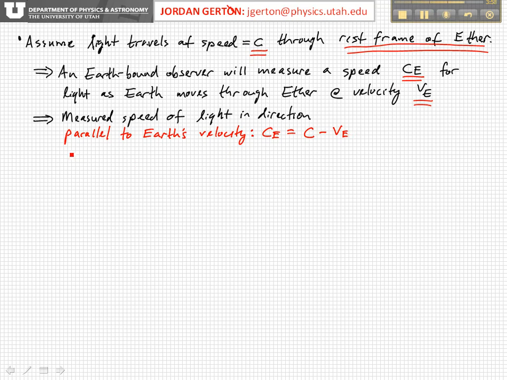Similarly, if the observer was measuring in a direction anti-parallel to the Earth's velocity through the ether, then they would measure the sum of the speed of light in the rest frame of the ether plus the velocity of the Earth through the ether. And finally, if they're measuring in a direction perpendicular to the Earth's motion through the ether, then they would measure this, and again, this is something which we'll go over a little bit more in class. Okay, so they'd measure this quantity.